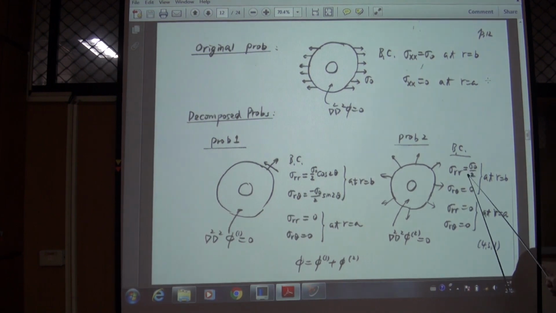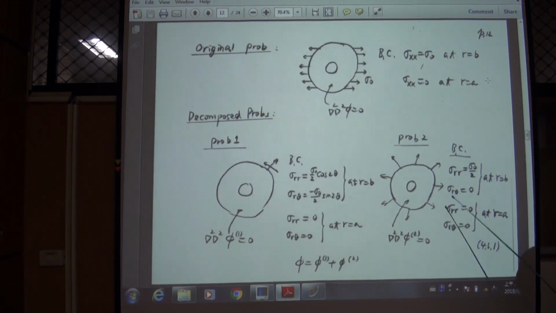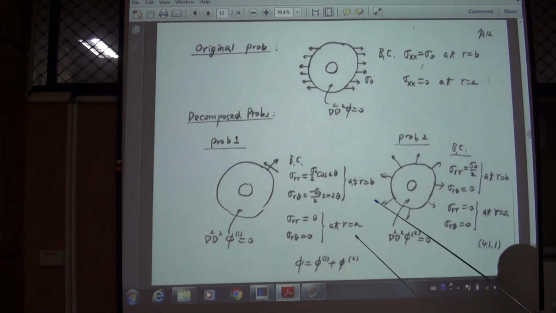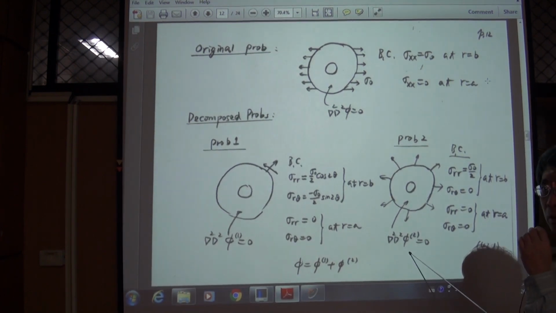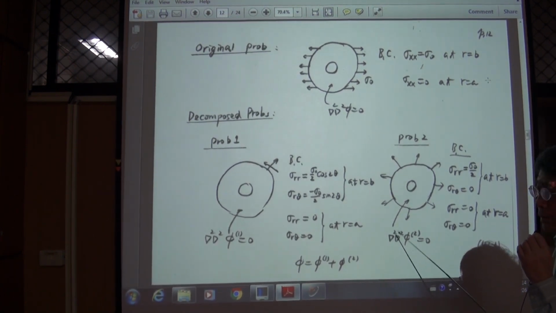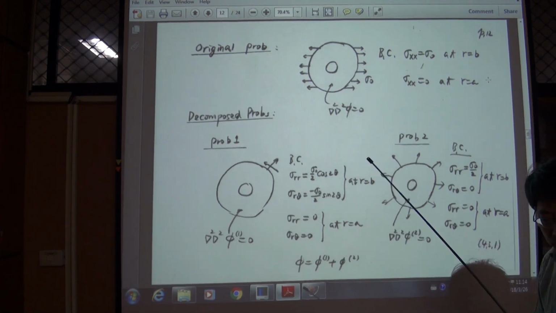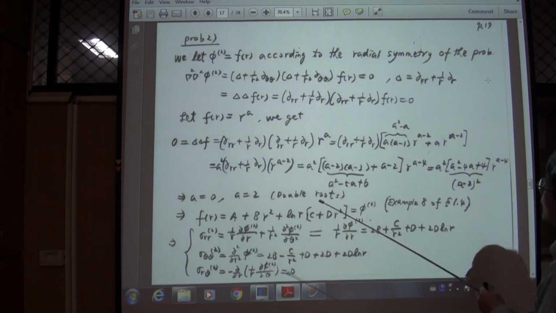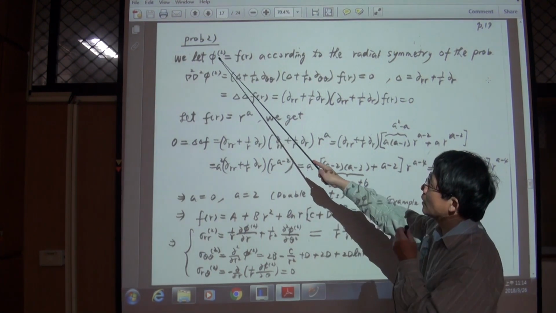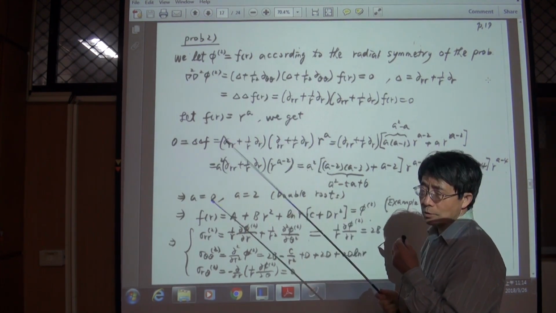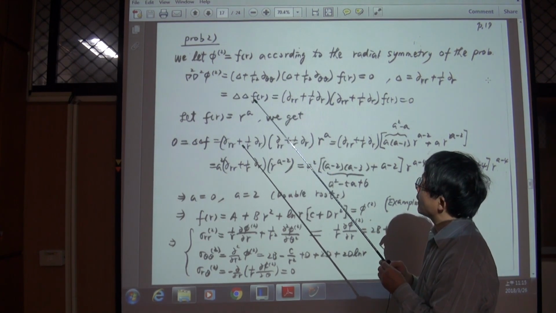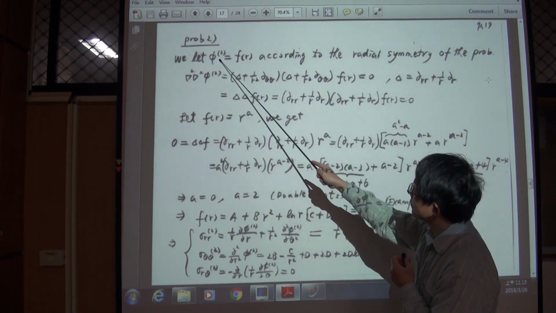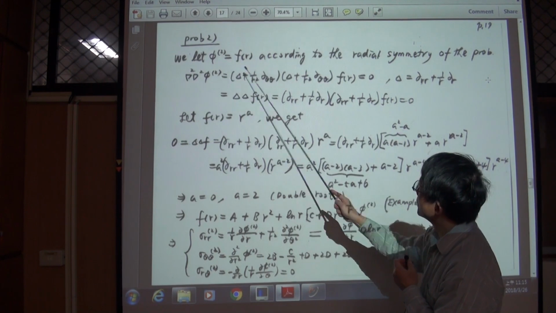In this way, we have only also 4 conditions. Okay, 1, 2, 3, 4. Outer boundary and inner boundary, outer boundary, inner boundary. So we can assume that this stress function depends only on small r. It doesn't depend on theta, right? So we assume that phi 2, the stress function of the second problem, is equal to F(r). By doing this, we substitute this formula into here to get this one.